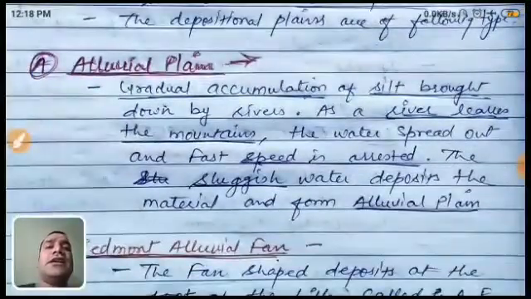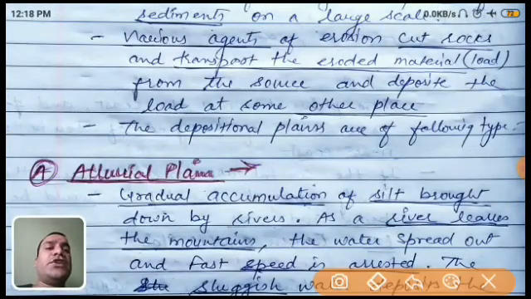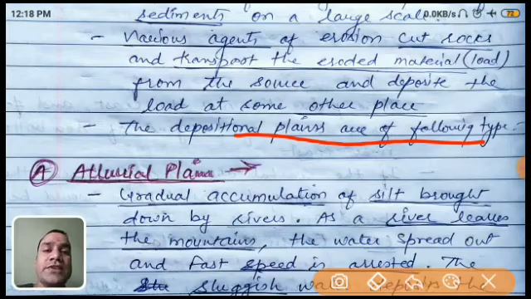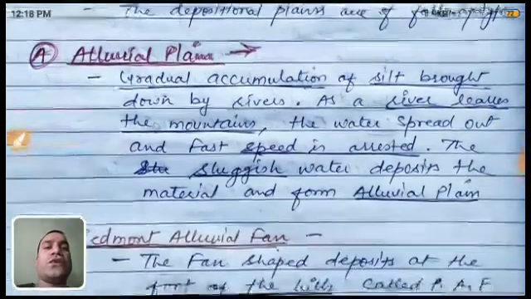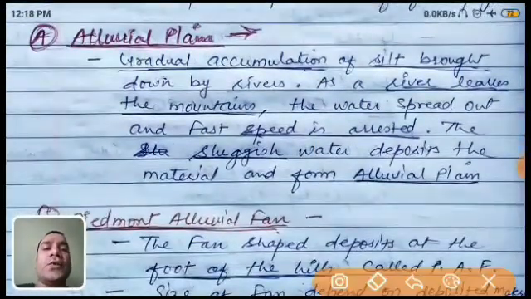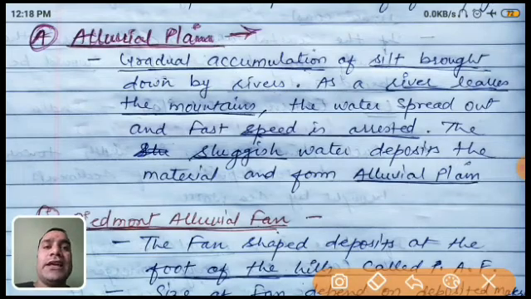Then next, these depositional plains are of the following types. Now, these depositional plains are also of some types. What are these? First of all, we see the alluvial plain. I hope you also studied this alluvial. It is in the soil chapter. Okay. So this alluvial plain, generally what will happen?